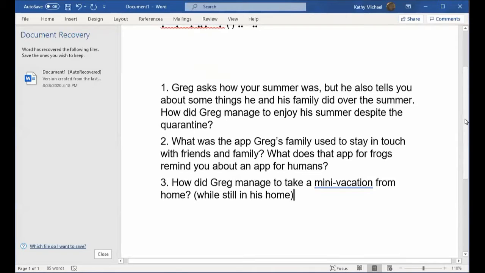Number two, what was the app Greg's family used to stay in touch with friends and family? What does that app for frogs remind you about an app for humans? And number three, how did Greg manage to take a mini vacation from home? Meaning while he's still in his home, not from home to someplace else. Not for now, hopefully, no, don't let something else happen. Okay.